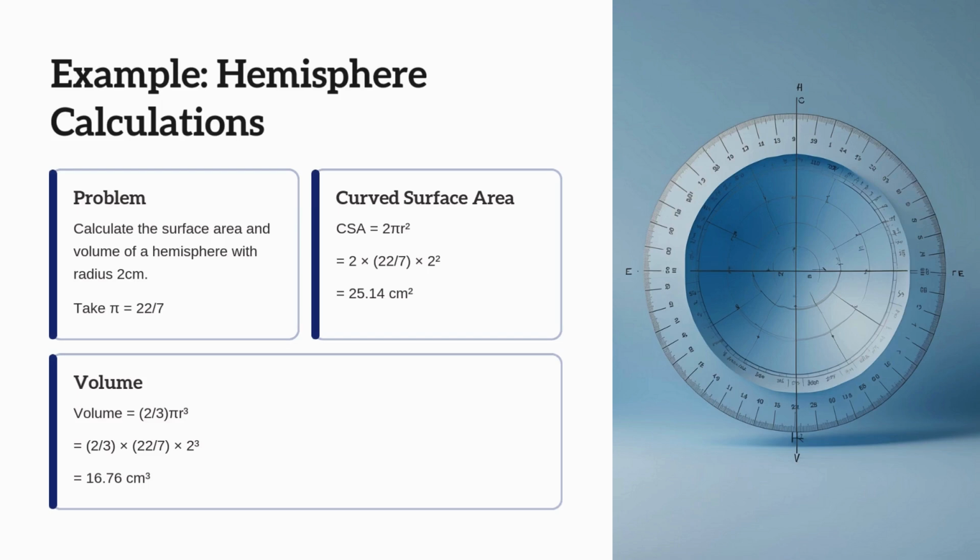Now divide 352 by 21. This gives 16.76, rounded to 2 decimal places. This is the simplified numerical value of the volume. Final volume equals 16.76 cubic centimeters. Final answers. Curved surface area equals 25.14 square centimeters. Volume equals 16.76 cubic centimeters.